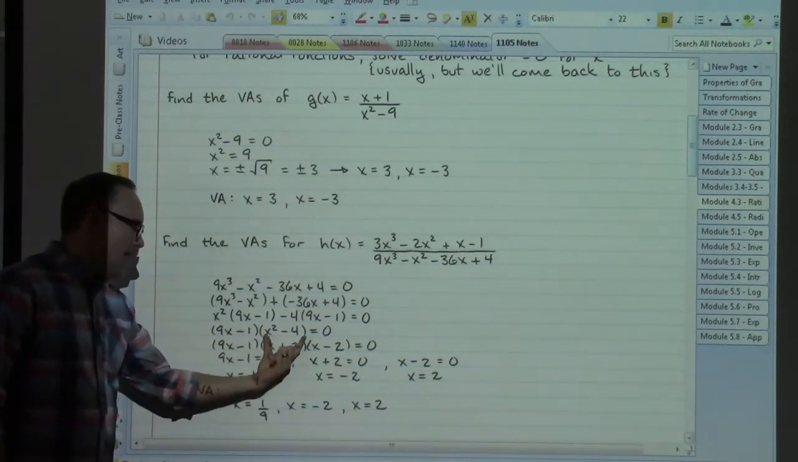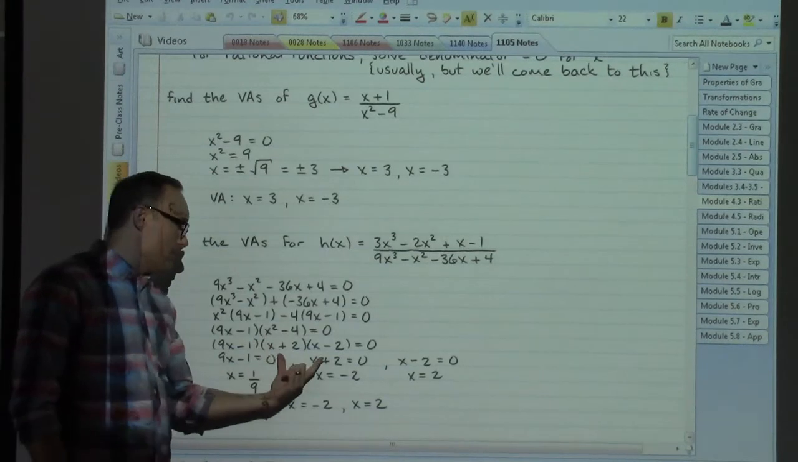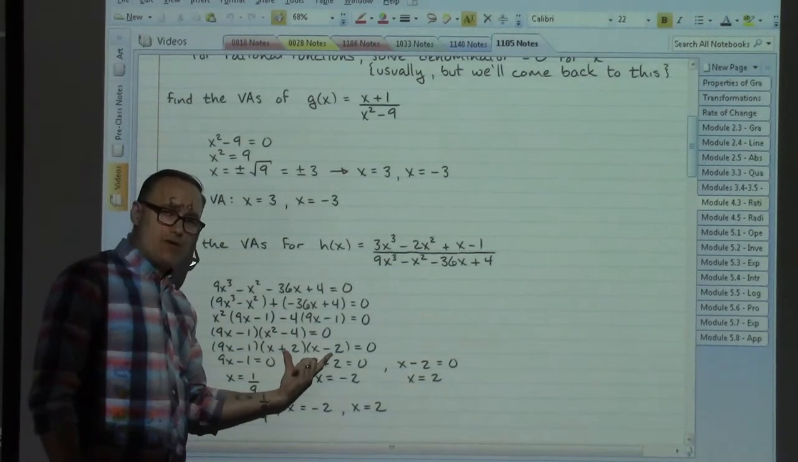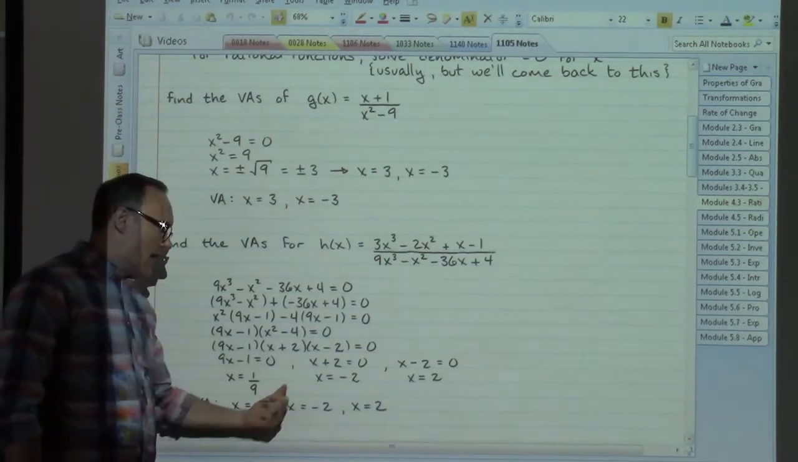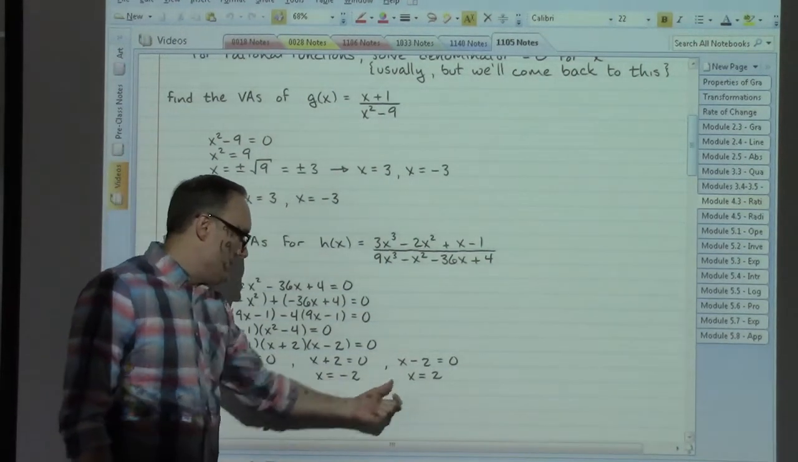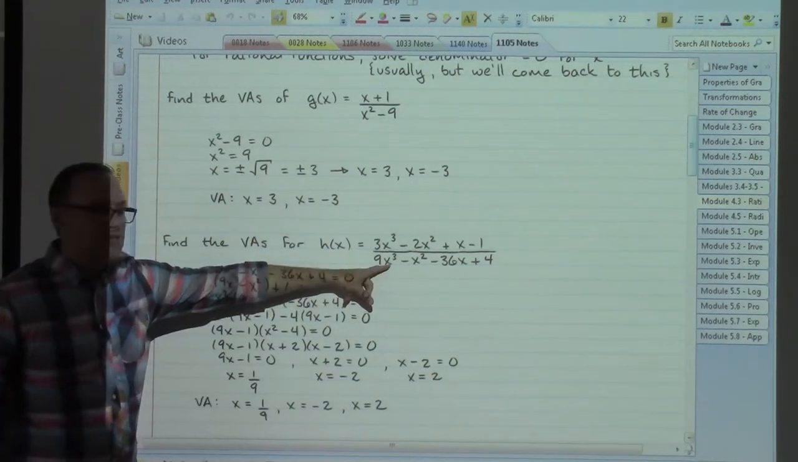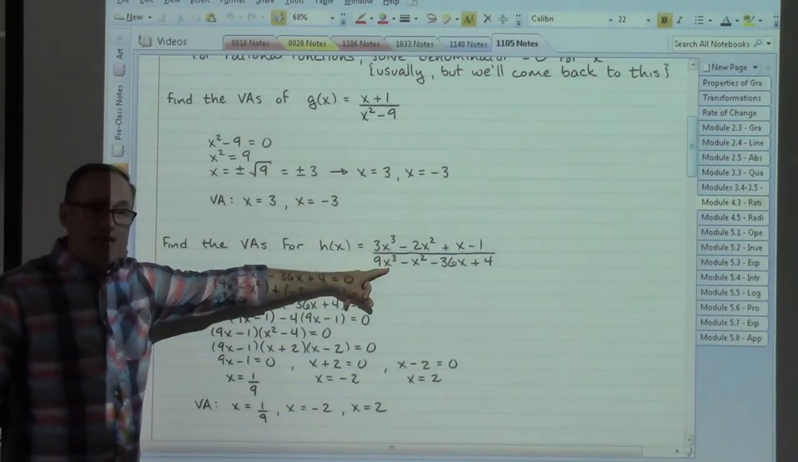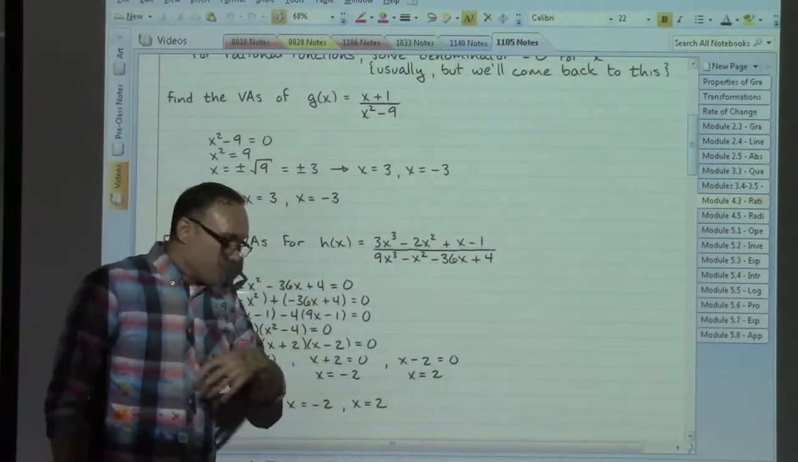minus 1. Hey, I've got an x squared minus 4. My factoring checklist can help me remember that I can factor that using a difference of squares, which gets me an x equals 1/9, an x equals -2, and an x equals +2. We know from our polynomial stuff we should expect that we get 3 zeros, 3 solutions to that.